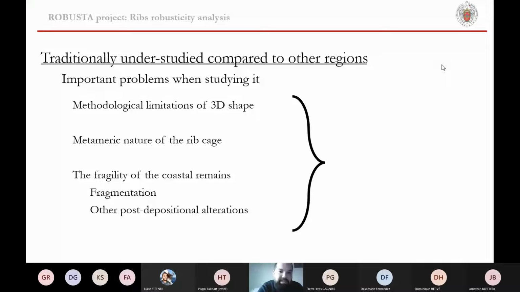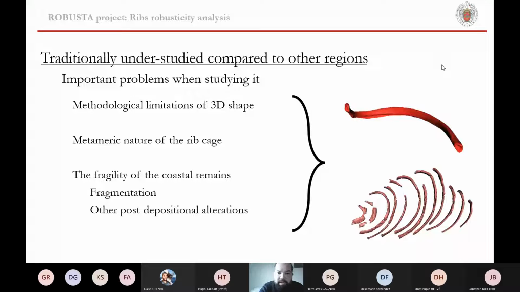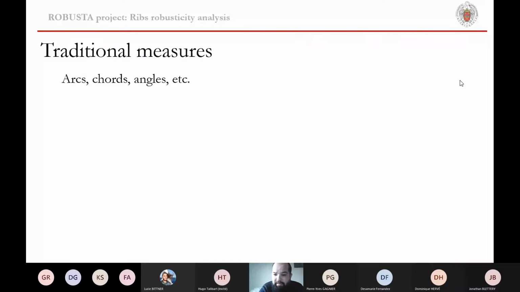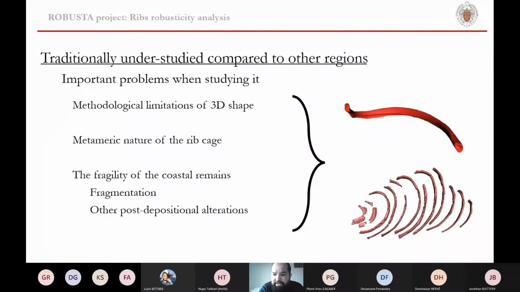So first of all, the methodological limitations of the 3D shape of the ribs, the metameric nature of the rib cage, which causes that sometimes we just find a couple of individual ribs from the entire rib cage, and also the fragility of the ribs. So therefore, we usually find ribs like that, okay? Oh, sorry. Very broken and taphonomically distorted, etc. And this is one of the best cases. Sometimes we usually find even worse cases.